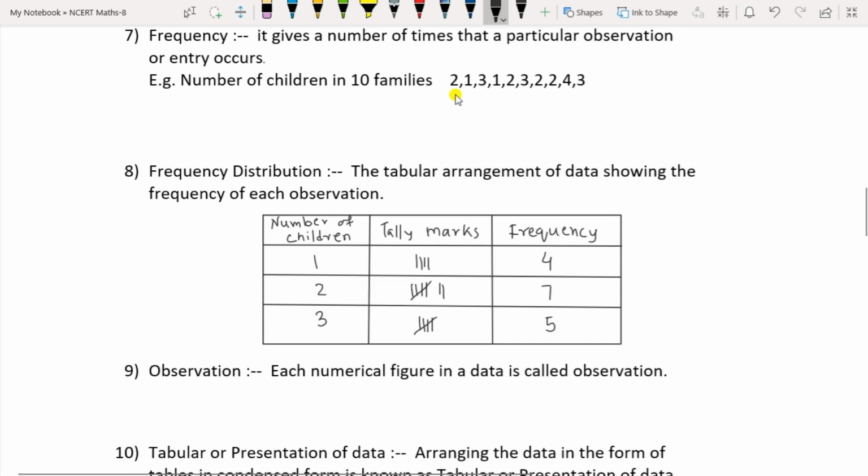So here you can see 2 is coming how many times? So 1, 2, 3, 4. So 4 families are having, out of 10, 4 families are having 2 children. So this is called the frequency.